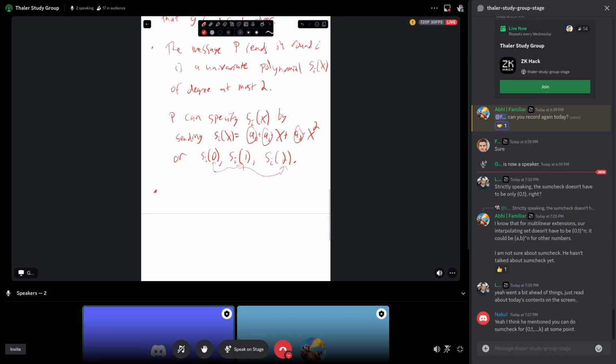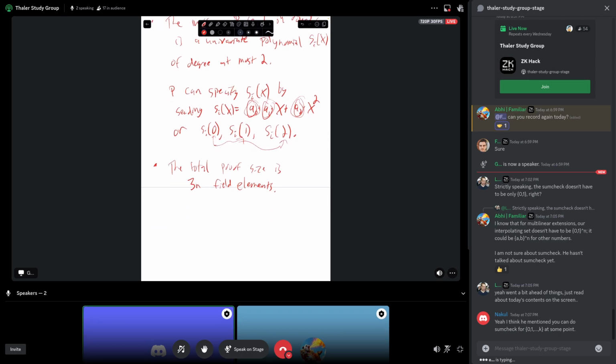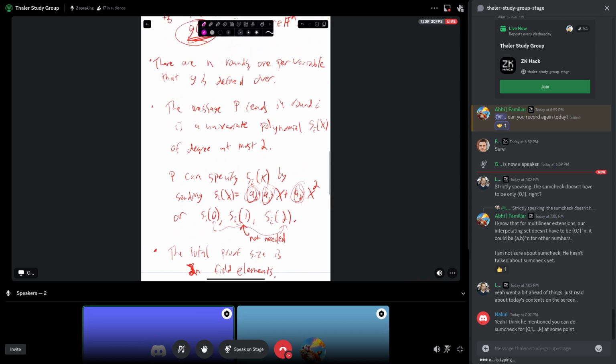What this means is the total proof size in the SumCheck protocol is something like 3n field elements, because there's one round for each of the n variables that G is defined over, and the prover sends 3 coefficients in each round. It turns out that the prover does not need to send s_i(1). This is a low-level optimization, so really you can get the proof size down to 2n. But that's way in the weeds, so let's not worry about that right now. So that's the outline of the protocol.